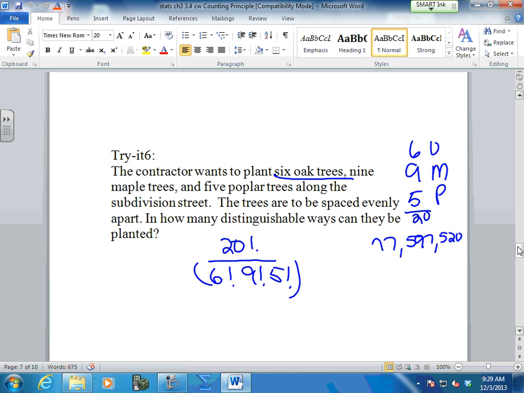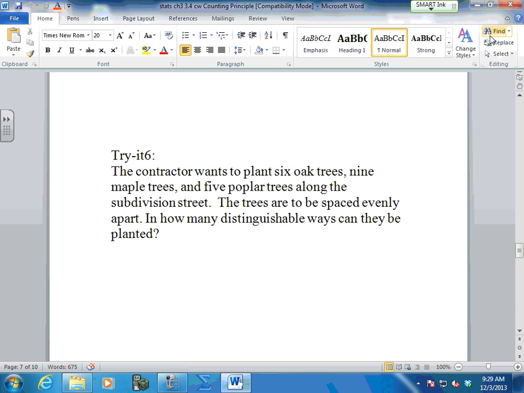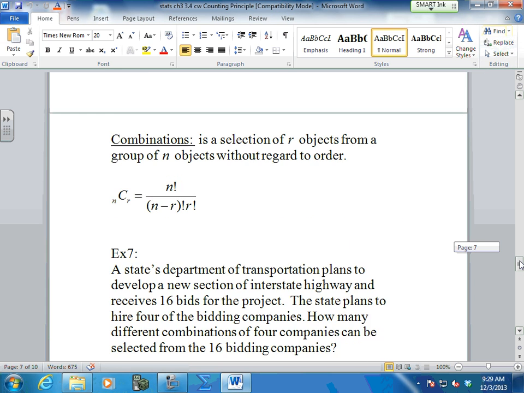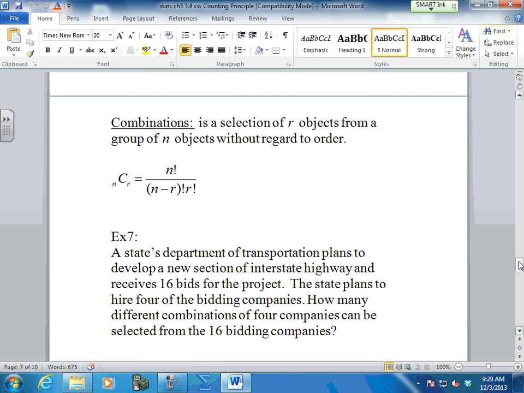Okay. From here, we're going to take a look at your combinations. Now, combinations say, I don't care about the order. Committees, teams, sets, subsets, subdivisions.